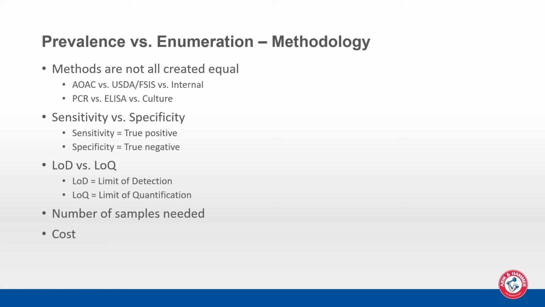And at the last is cost. Each test has a cost, each lab has a cost for doing those tests, and the samples needed to understand or determine the level of significance out there. So cost is an important part of when you're coming up and trying to determine what methodology I should use when either I'm doing a prevalence study or an enumeration study or a prevalence and enumeration study. Those are not necessarily exclusive of each other. They could be jointly together.